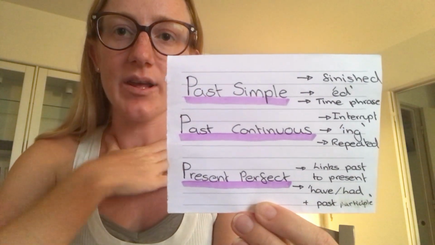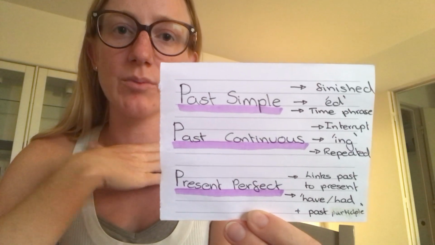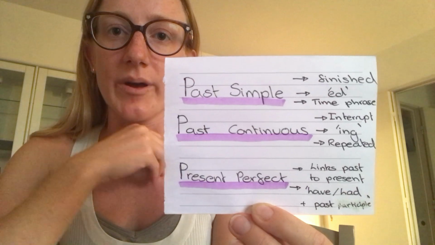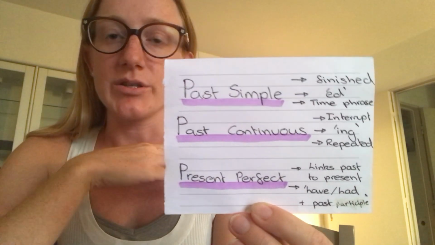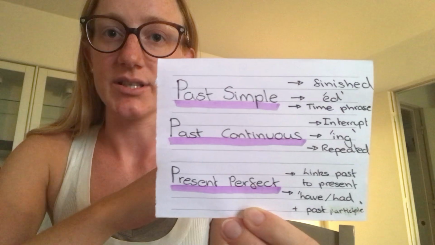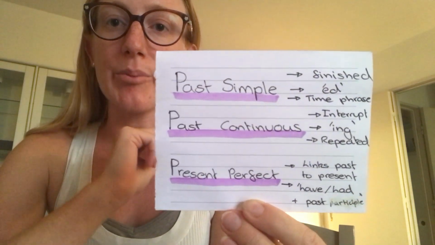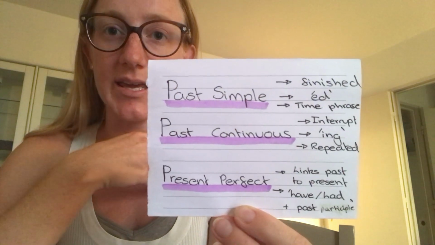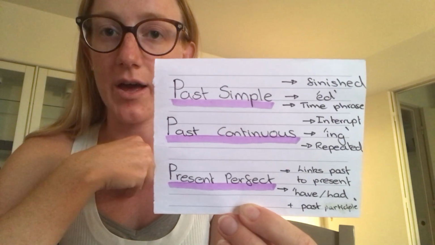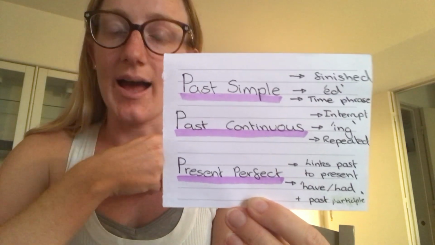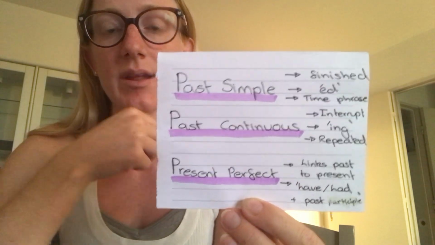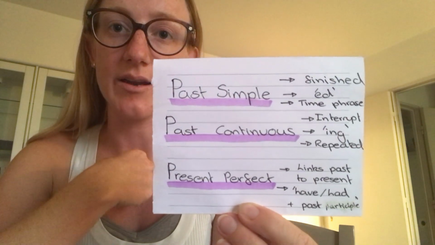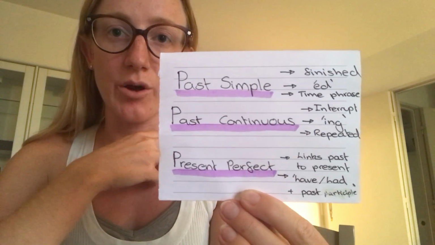The first one is past simple, probably the past tense you have learned most through school and are most familiar with. The past simple is used for finished, completed actions that happened at a specific point in the past. Most regular verbs will take ed on the end of the verb, but we do have irregular verbs in the past simple. Again, you're probably very familiar with these irregular verbs, but it's important that you learn all the irregular verbs as they are very common.